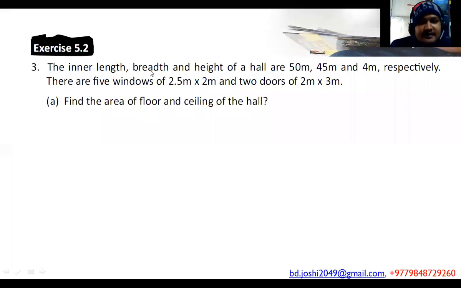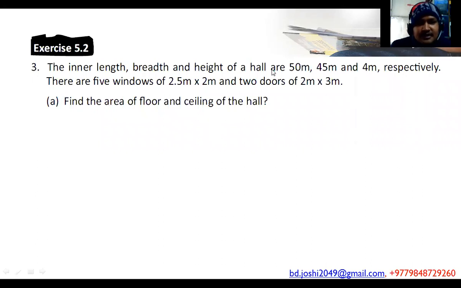The inner length, breadth and height of a hall are 50 meter, 45 meter and 4 meter respectively. There are 5 windows of 2.5 meter into 2 meter and 2 doors of 2 meter into 3 meter. Find the area of floor and ceiling of the hall. So this is our first question from question number 3, question number 3A.